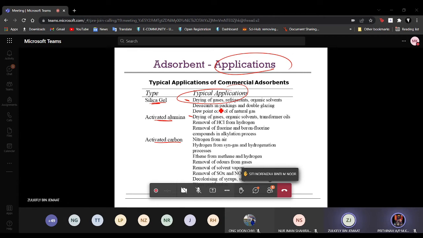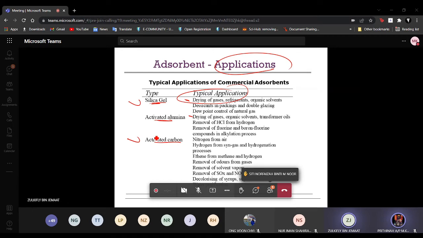But finally, when you want to decide which one is best for your application, it depends on your process. Maybe you can choose between silica and activated carbon, but later on we are going to go into the economic analysis.